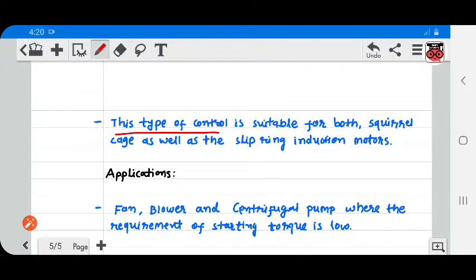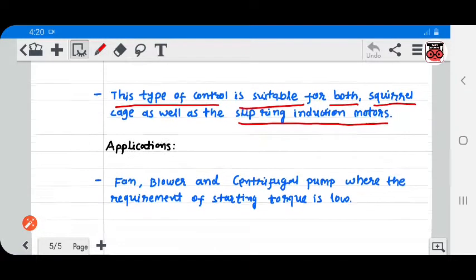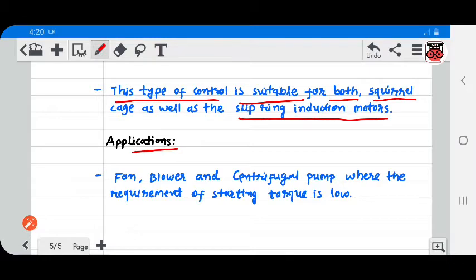This type of control is suitable for both squirrel cage as well as slip ring induction motors. There are some applications. This type of control is used in fans, blowers, and centrifugal pumps, where the requirement of starting torque is low.